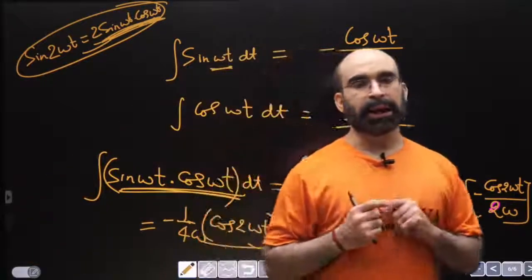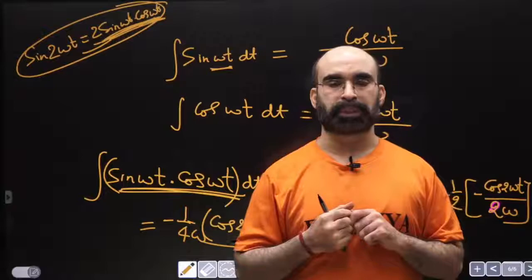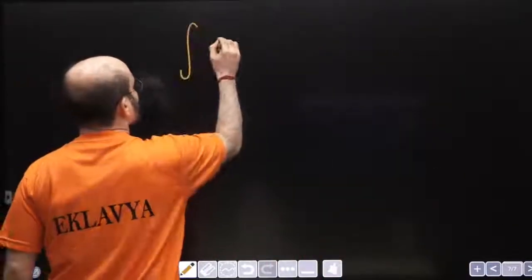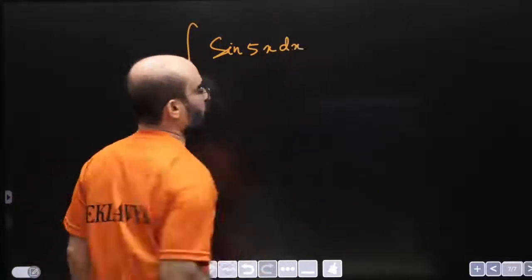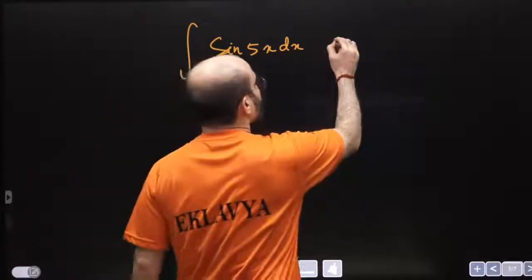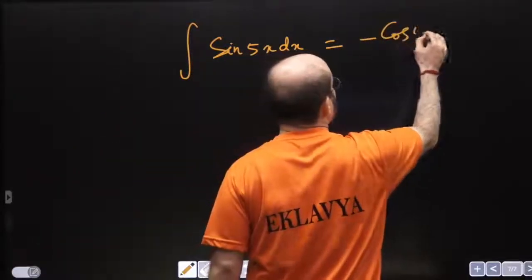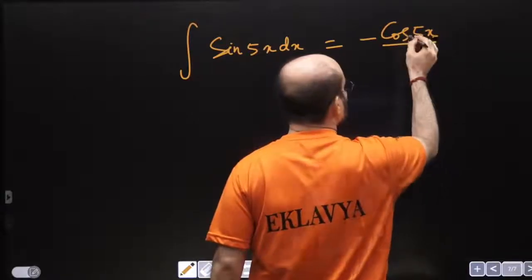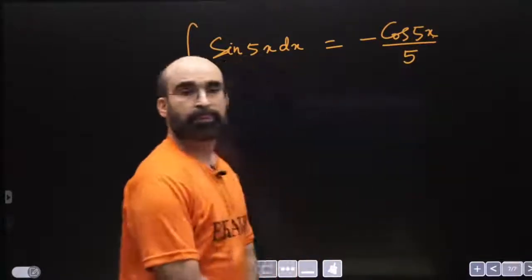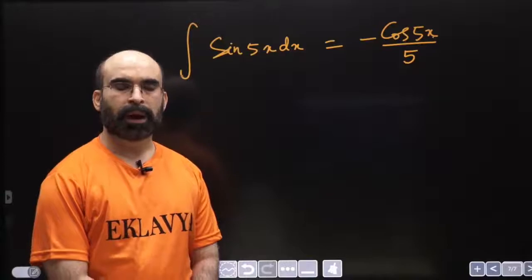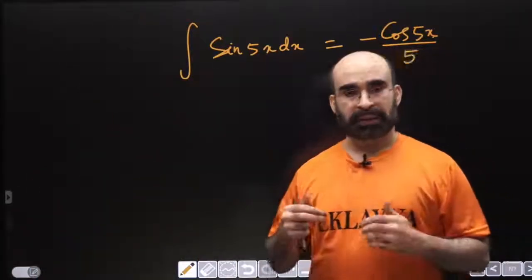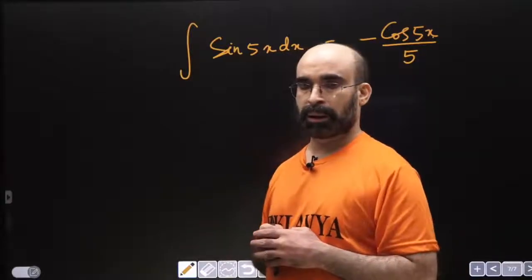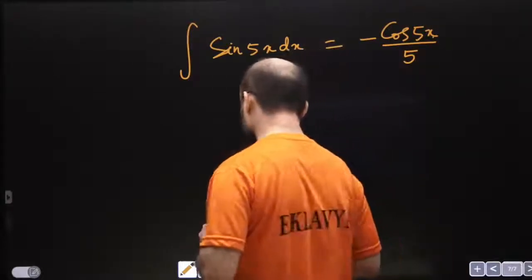So quickly we have to recall this very simple thing. Suppose I have sine 5x into dx. What will I do? Tell me quickly. Sine becomes minus cos of this angle divided by the coefficient of x, that is 5. Okay? That's it. So these are the simple things. Simple technique. Now, let us move further.